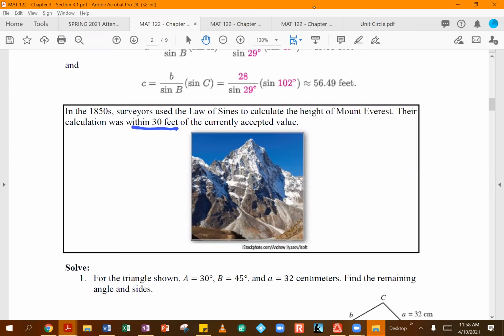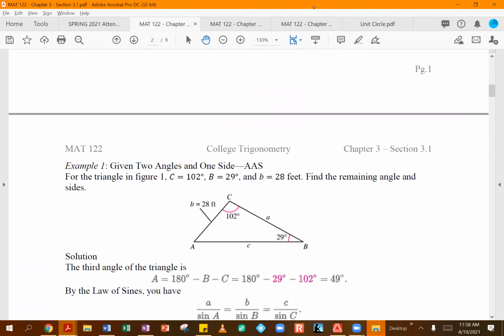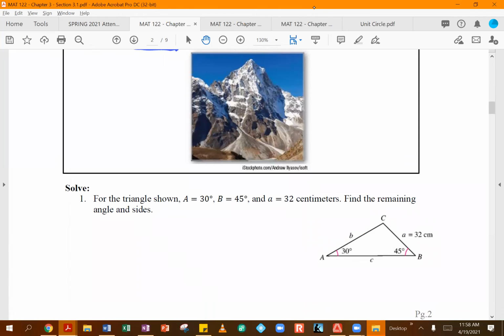Just imagine how close they were, because when you're talking about hundreds of thousands of feet, because Mount Everest is, oh God, I don't even remember now, some large number. In that case, being within 30 feet of the accepted height is pretty remarkable. So this is the idea we would use for finding the height of a mountain and things like that. That is the first case, where you are given two angles and one side.